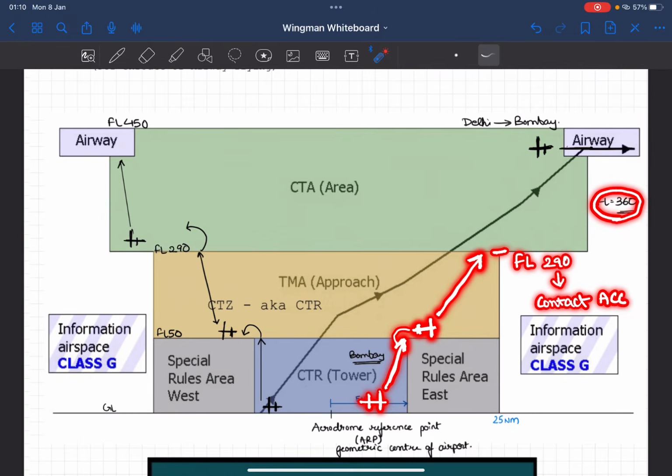area control. So once you reach 290, you're going to switch over from the approach frequency to the area control frequency, call area control, and then request the climb up till 360. So with this switching over of frequency, you have to be attentive and see what the vertical limits are of the area control, of the tower, and of the approach.